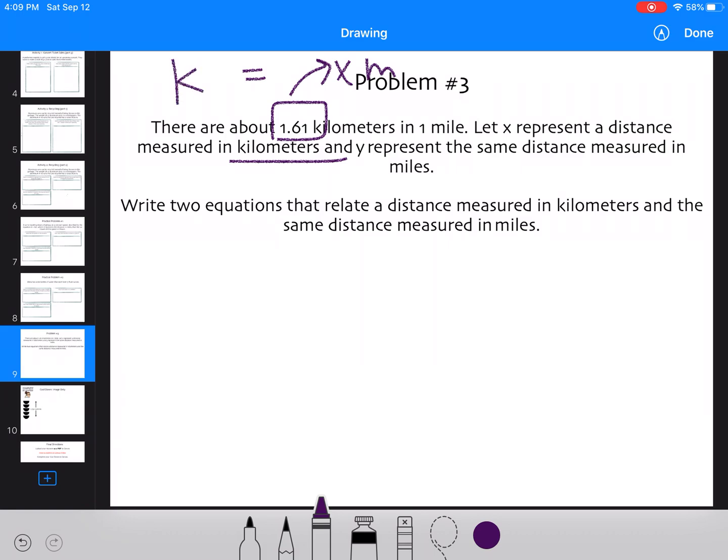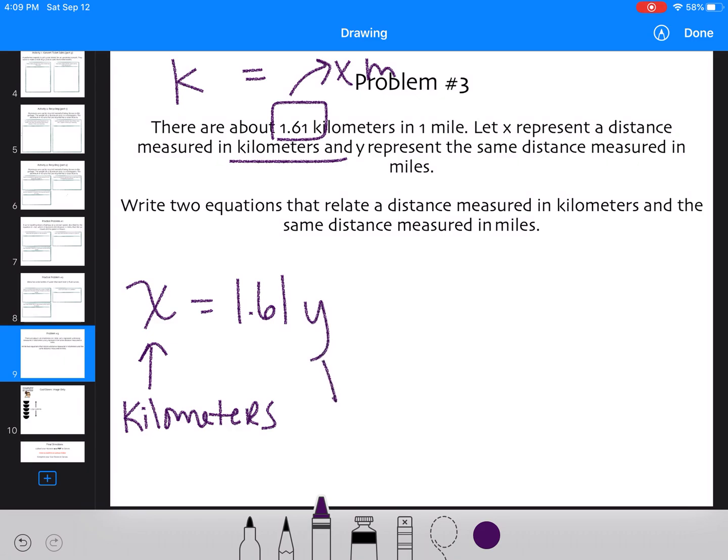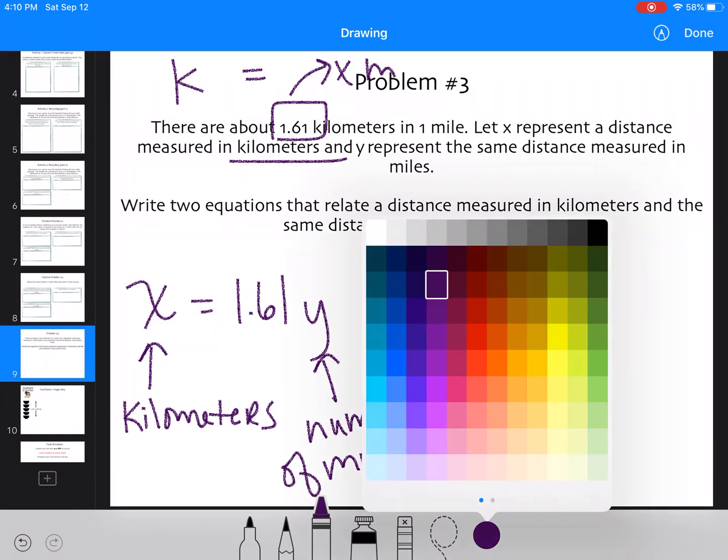So I'm going to go with X because this is the number of kilometers. The total number of kilometers is going to be 1.61 times Y, which is the number of miles. I like using the letter that starts better than X and Y, but sometimes you have to do what the problem says.